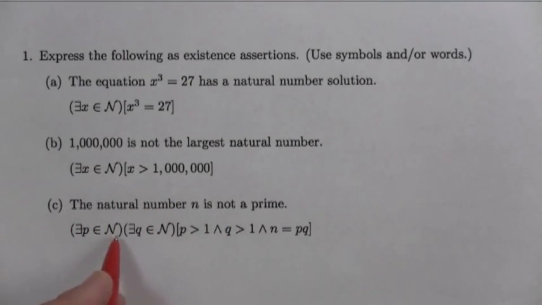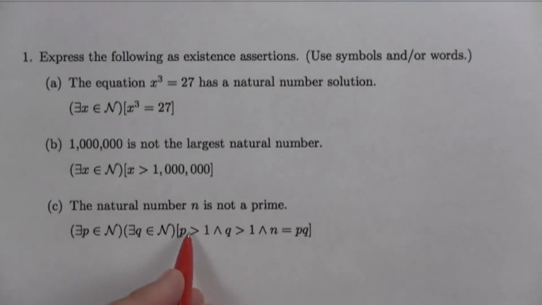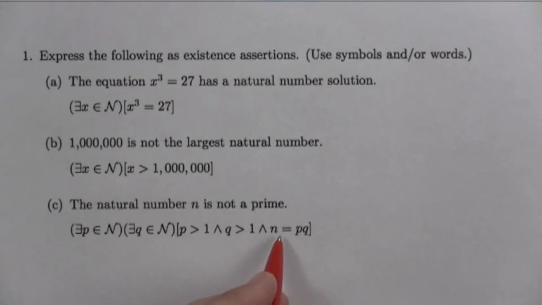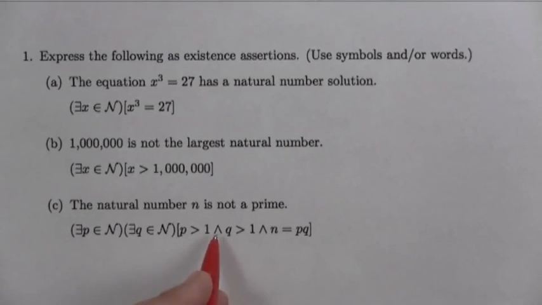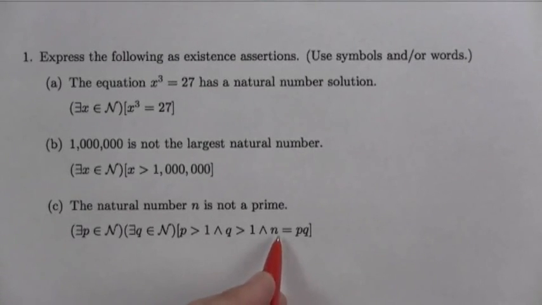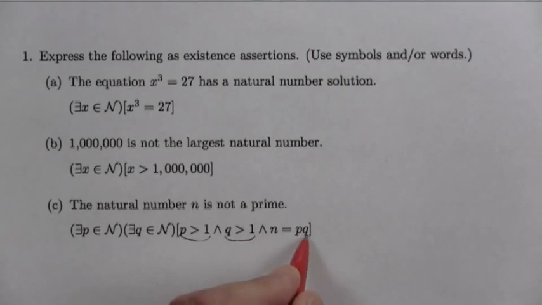There is a natural number p, and there's a natural number q, such that p is bigger than 1, and q is bigger than 1, and n equals pq. So there are natural numbers p, q, both of them bigger than 1, such that n is the product of p and q. Notice that conjunction splits things in this way.